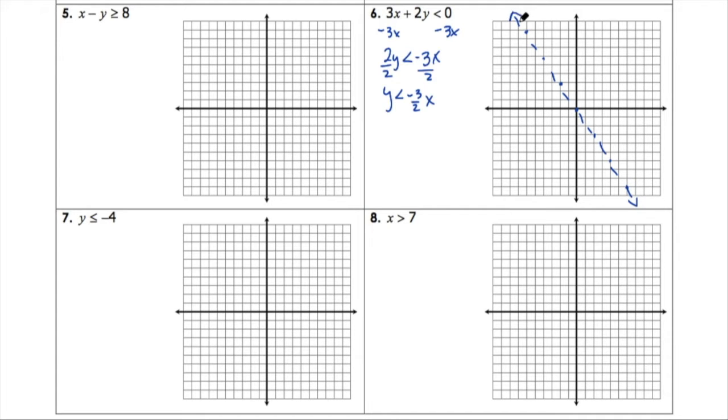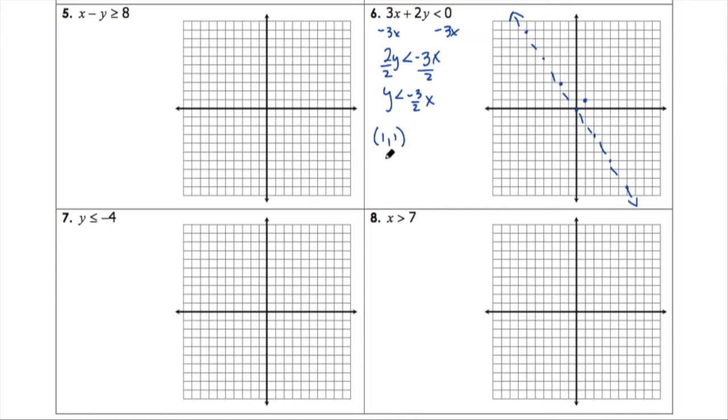Great. Oh, we have a problem now. We have been testing 0, 0 every time. Well, that's not going to work for us because our line goes right through 0, 0. So testing 0, 0 will not tell us which side we need to shade. So we can pick any point on either side. Might as well make your life as easy as possible. You could make it 1, 0, 0, 1, maybe even 1, 1. I'm going to go with 1, 1 just to test that as a point. So I'm testing 1, 1.